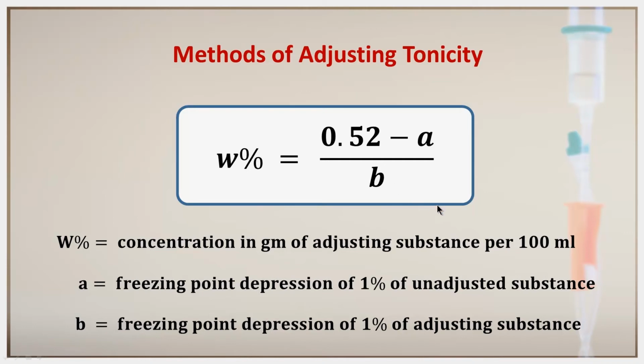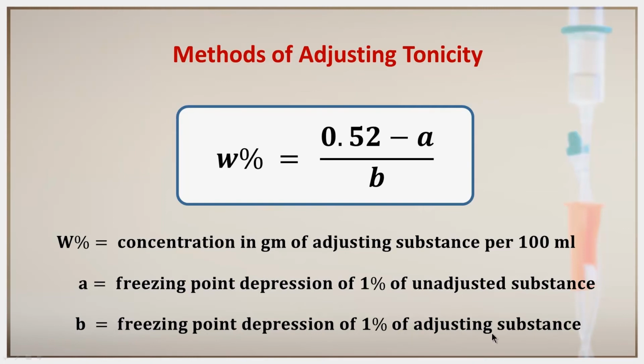So, any solution having freezing point equal to minus 0.52 degree centigrade is said to be isotonic. The formula used for calculating the amount of adjusting substance to make isotonic solution is weight percent equal to (0.52 minus A) upon B, where weight percent, that is W percent, stands for concentration, that is in gram per 100 ml of adjusting substance.